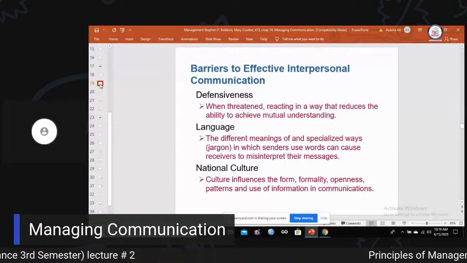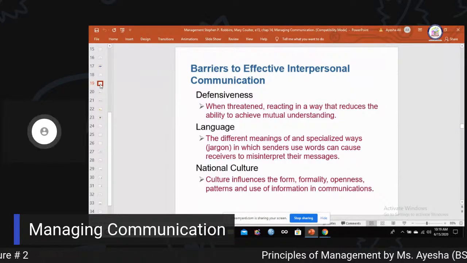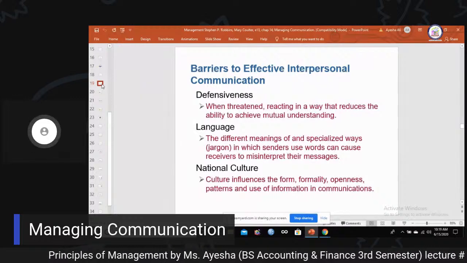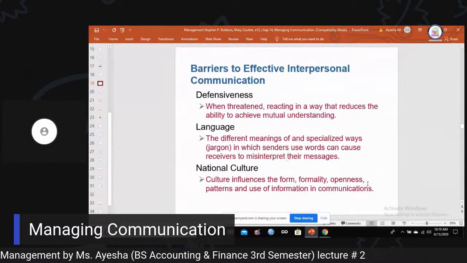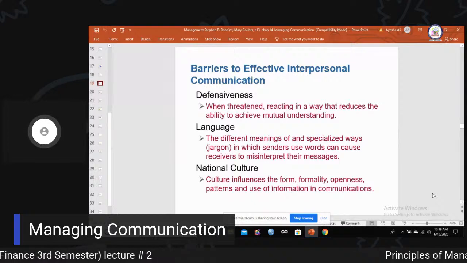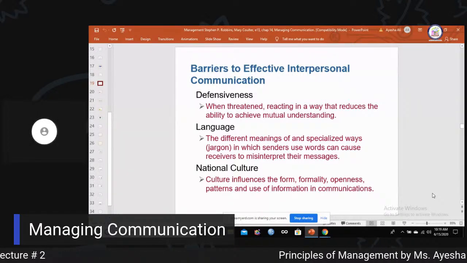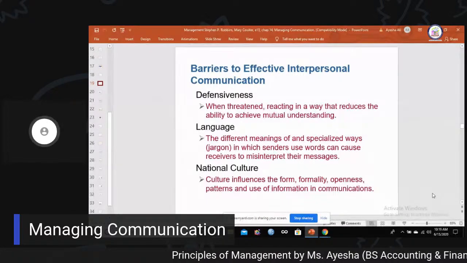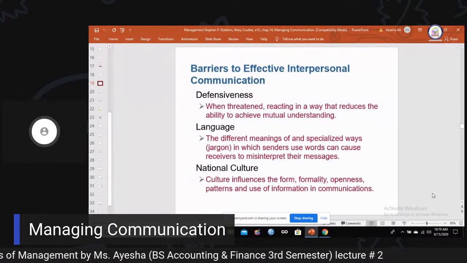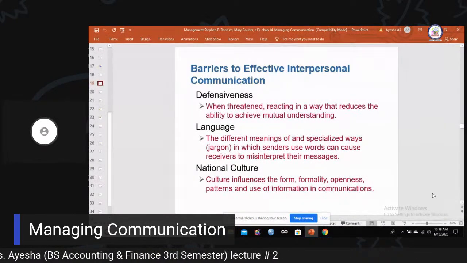National culture also affects communication, because every nation has its own culture. If we take the example of the United States, they support individualism, and if we take the example of the Japanese, they encourage collectiveness.